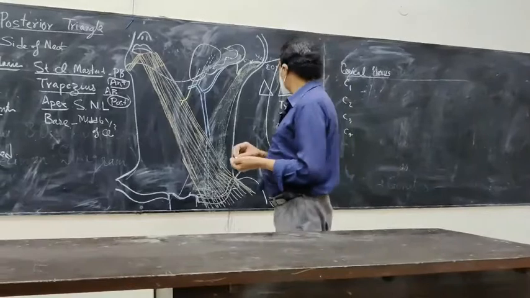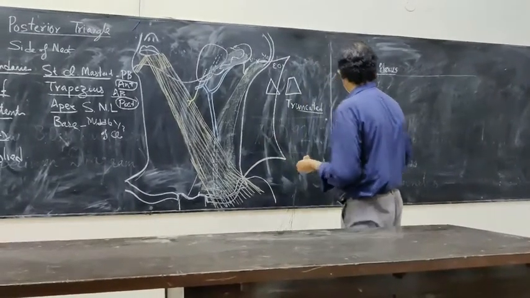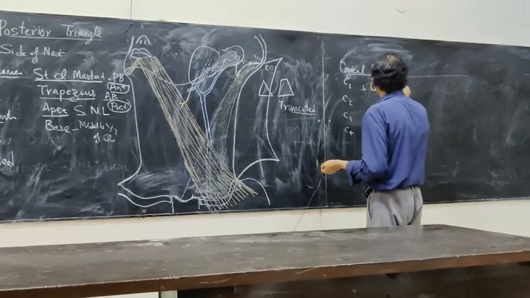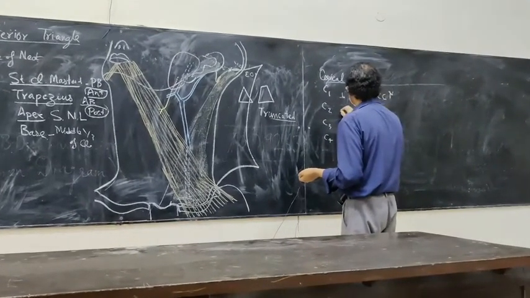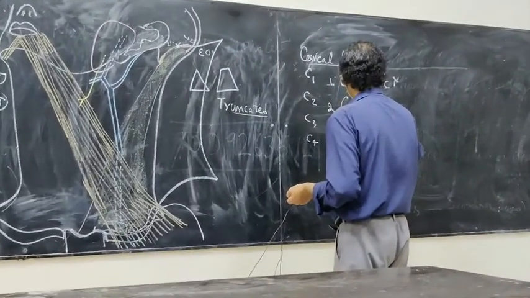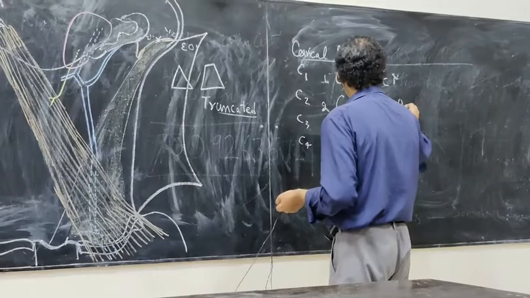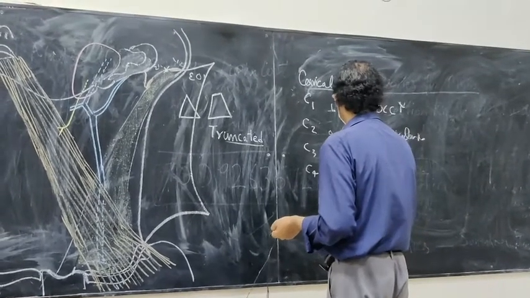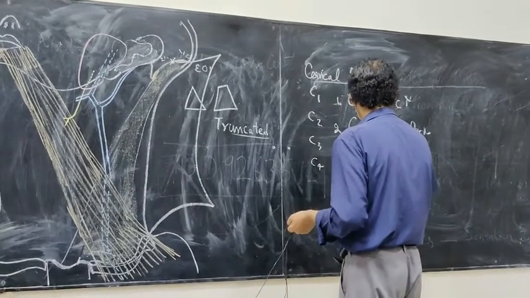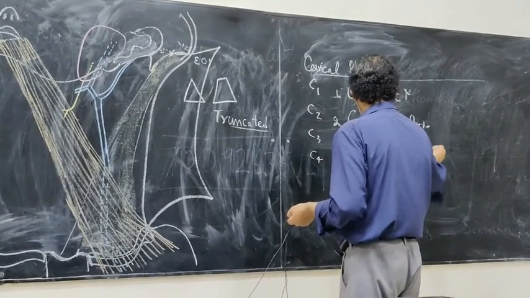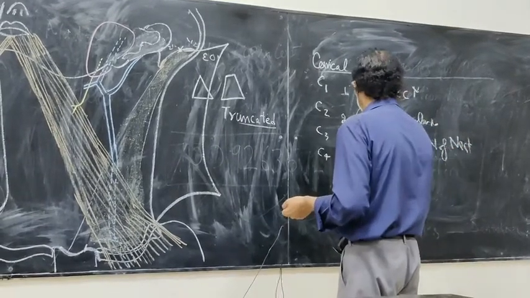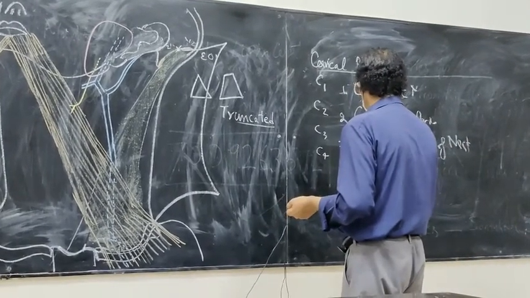The names of these nerves are: lesser occipital nerve, great auricular nerve, transverse cutaneous nerve of neck, and supraclavicular nerve.